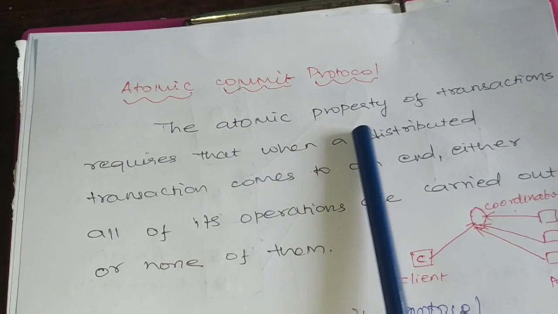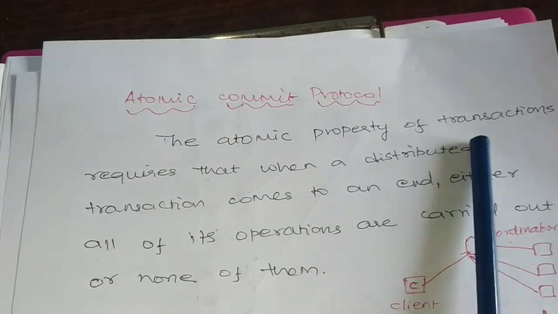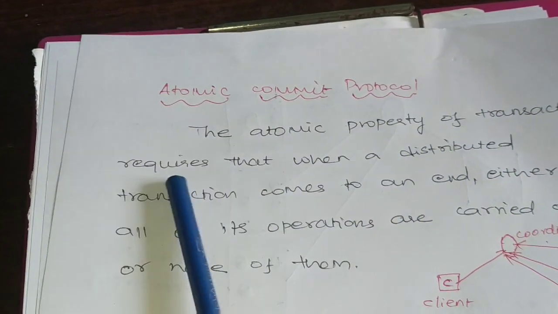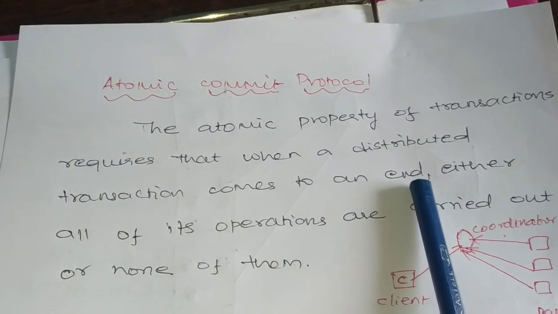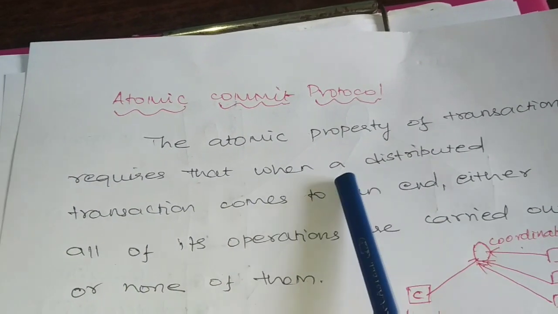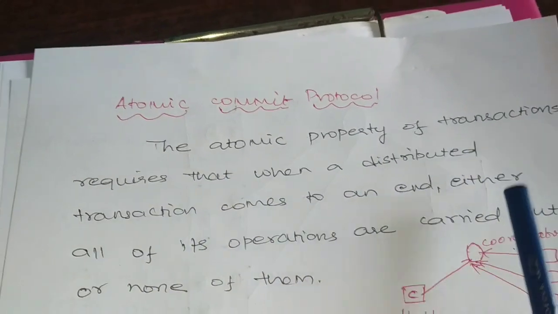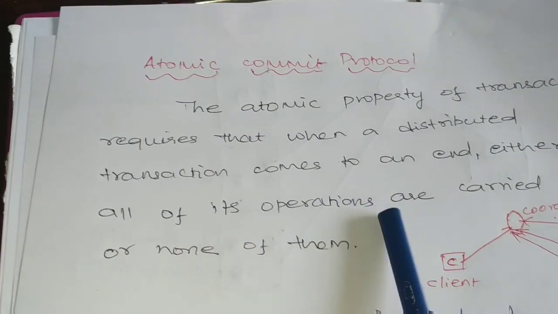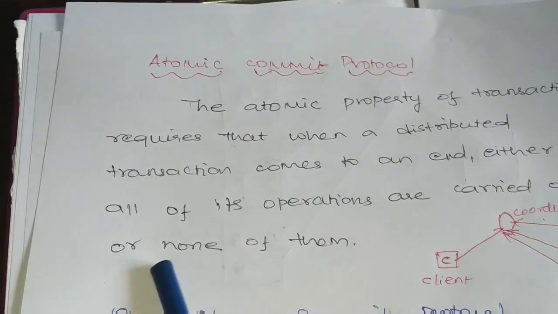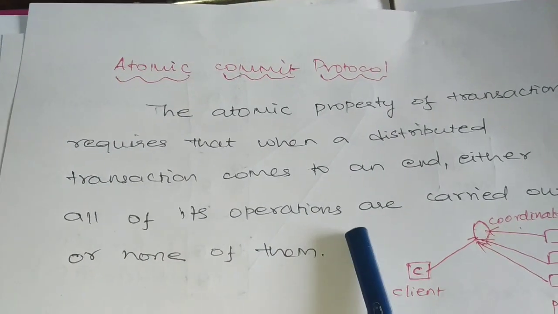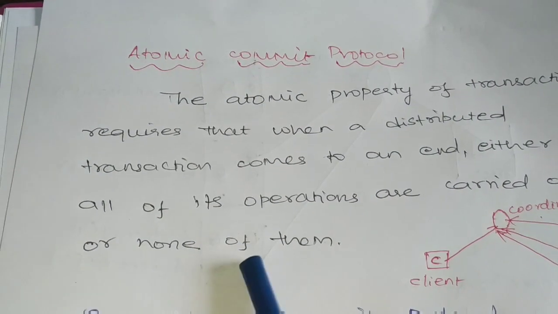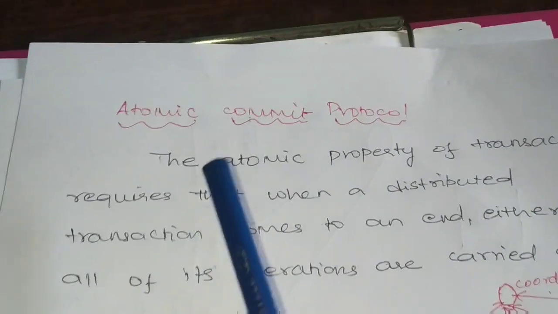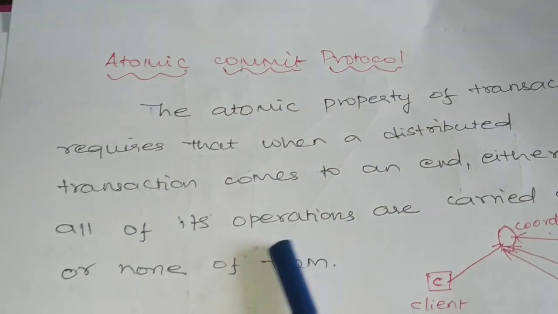property is the atomic property. The atomic property of transaction requires that when a distributed transaction comes to an end, when the transaction in a distributed system is completed, either all of its operations are carried out or none of them. That is, all of the operations have to be committed or all of them have to be aborted. That is the atomic commit protocol.